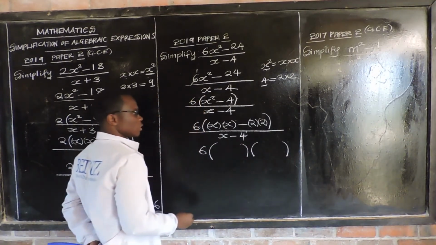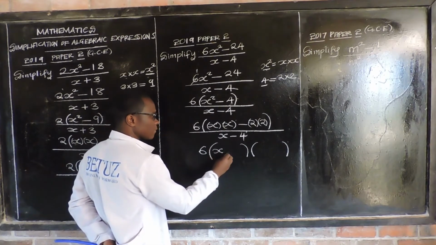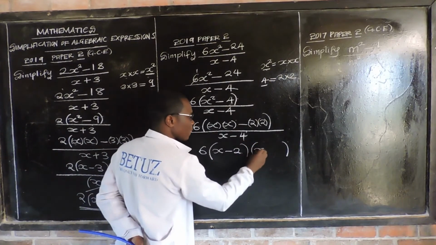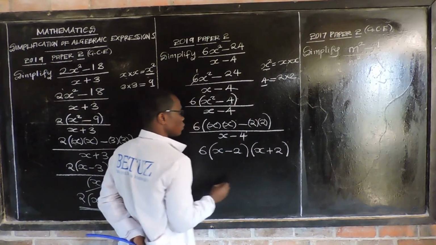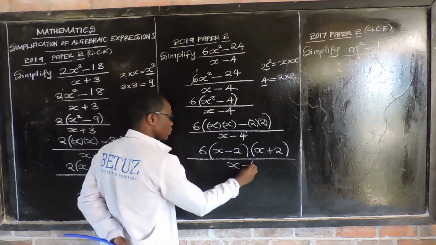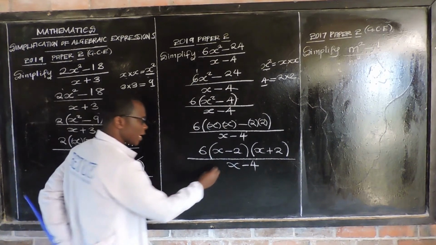Okay? So we're going to have x. The first one is going to be x minus 2. Then the other is going to be x plus 2, then over x minus 4. Okay? So in this case, we realize this part.